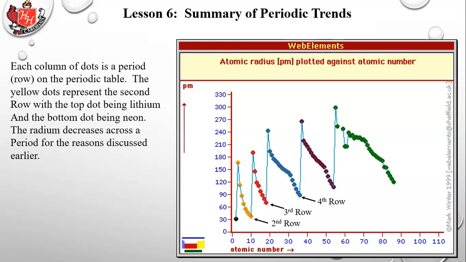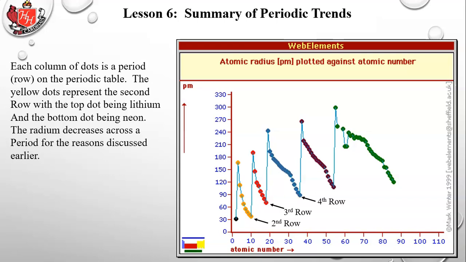So that first dot in the lower left represents either hydrogen or helium, or it's just both of them on top of each other. I'm not really sure. But then the yellow dots are the second row. So the one at the top is lithium. Lithium has the largest atomic radius. If you were to guess, you'd say it's around 170 picometers.